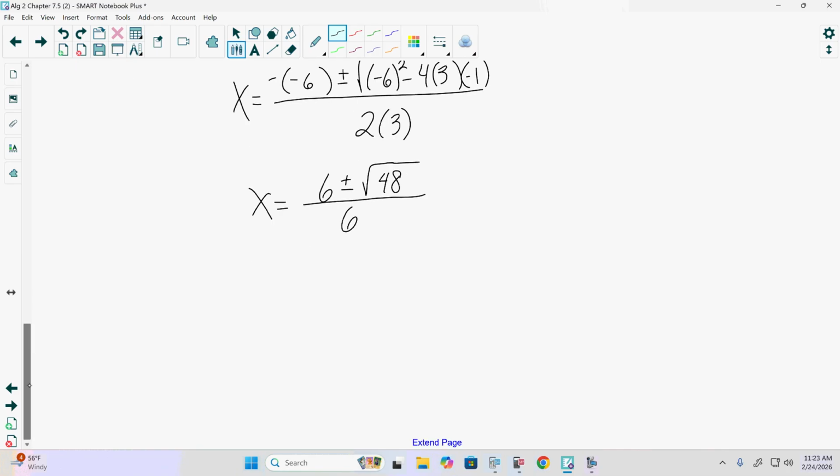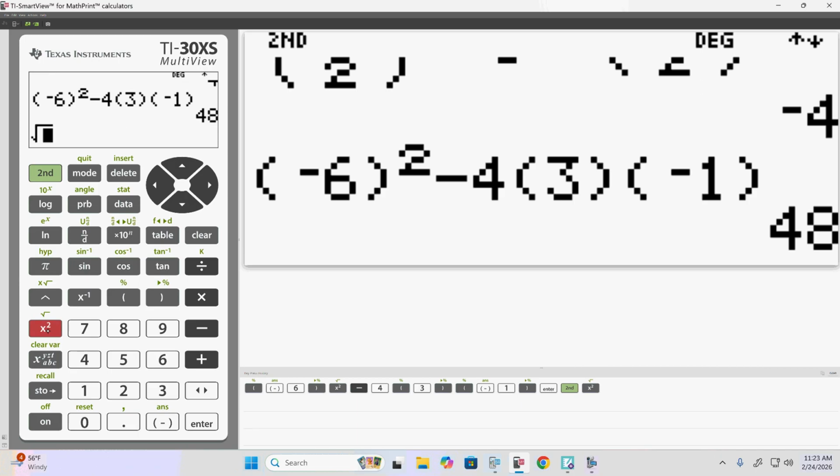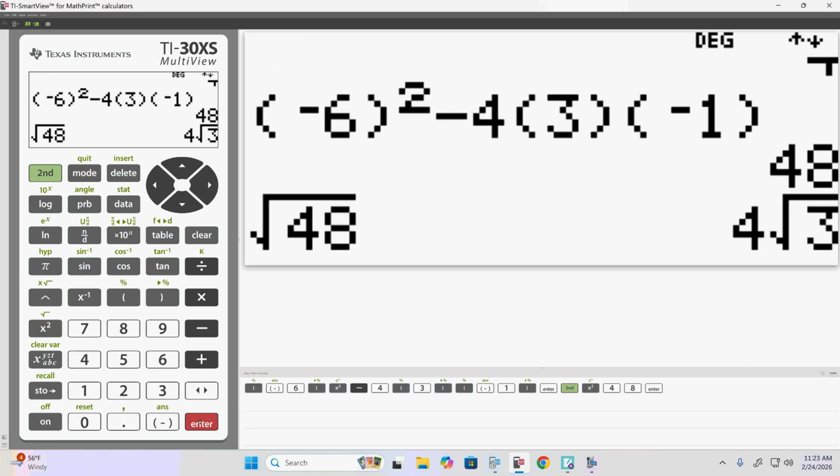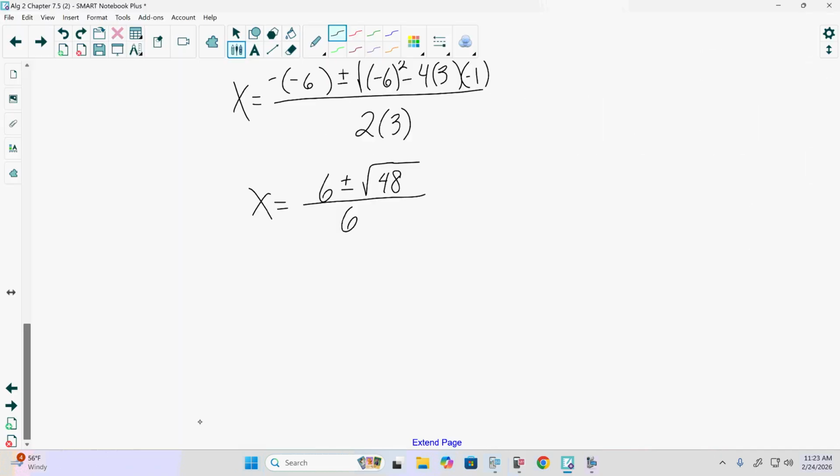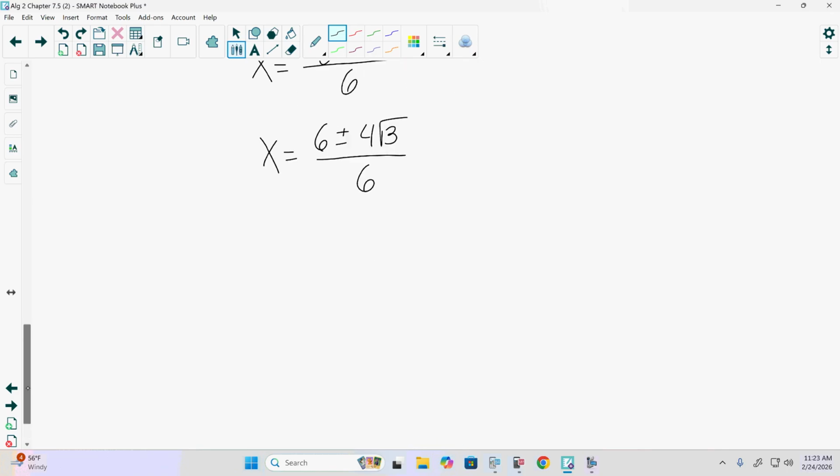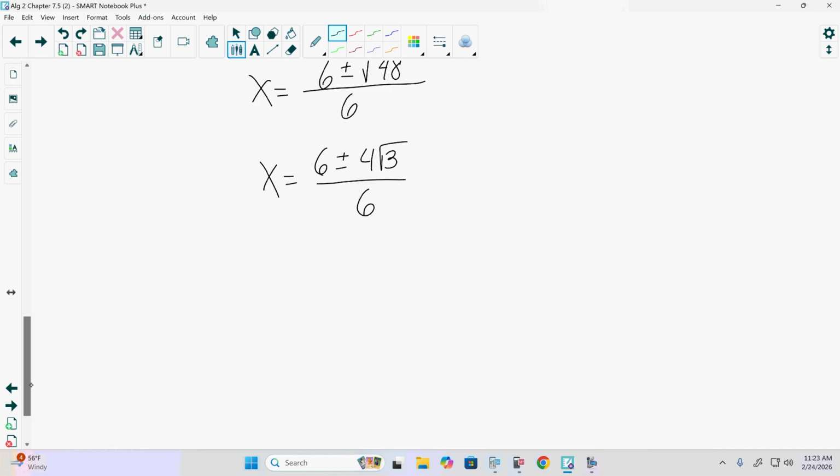Now we do want to make sure that doesn't simplify. So we can say the square root of 48 simplifies. Square root of 48 is 4 square root of 3. We get 6 plus or minus 4 square root of 3 all over 6. And this is the final answer as long as the top two numbers and the bottom number don't have something in common.